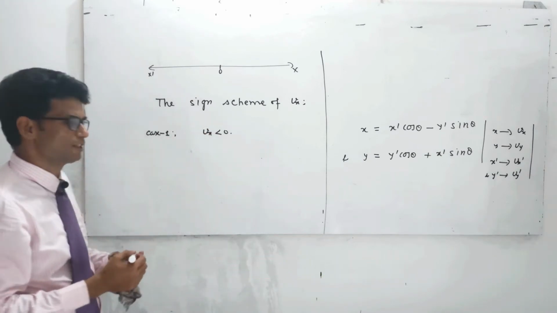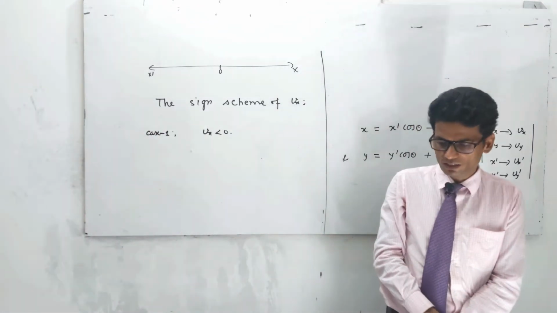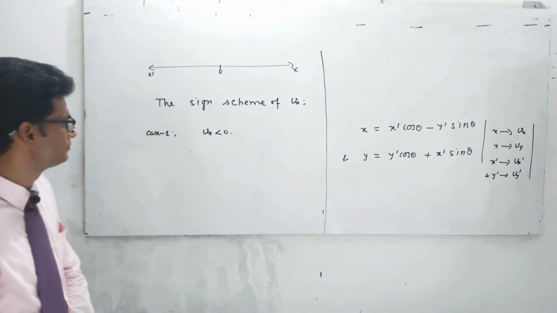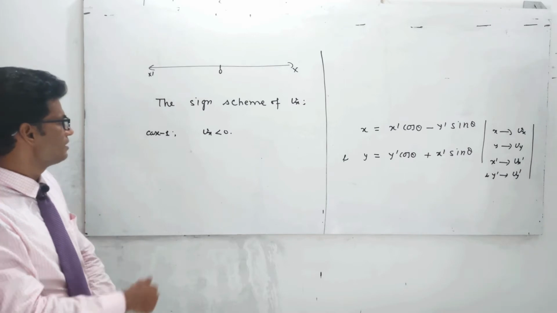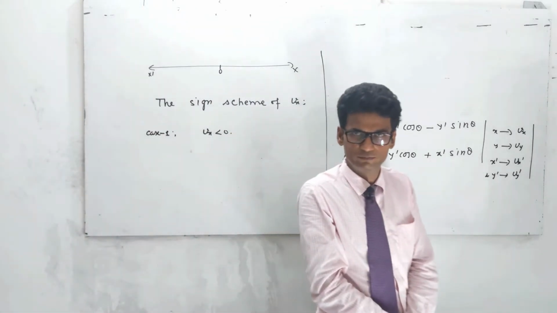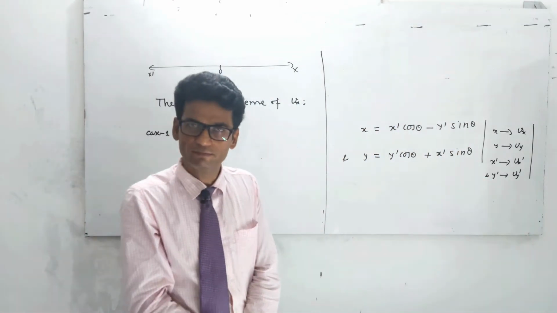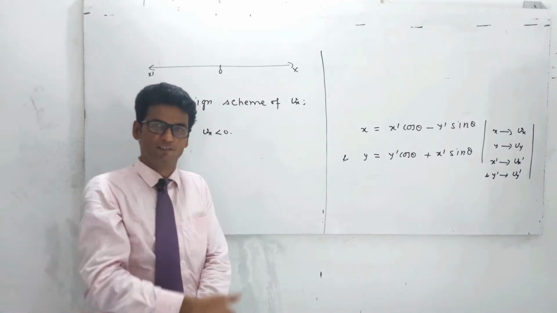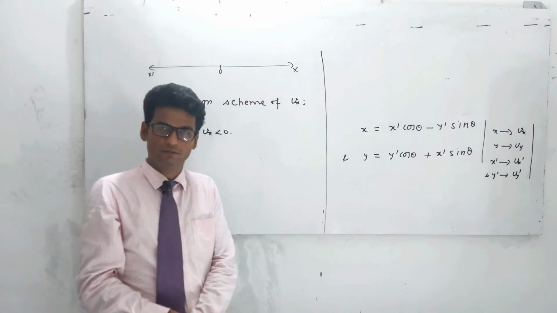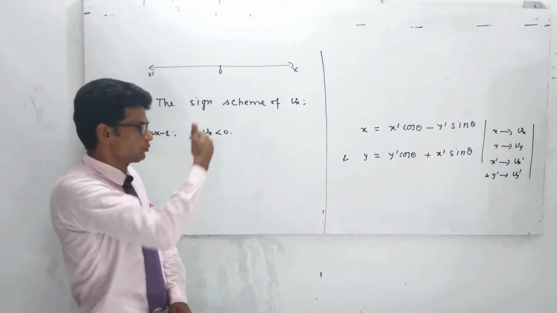Then what does it mean? It means that the velocity of the particle is negative? No. Velocity cannot be negative or positive. In fact, vx is not negative or positive, but we may conclude what it means if vx comes out to be negative.